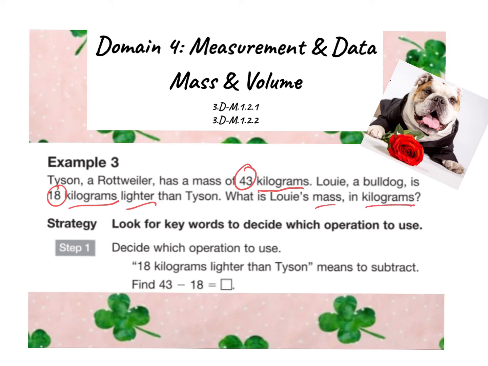Okay. So we have 43, and we take 18 away because that's how much lighter he is than Tyson. So we can't do 3 minus 8, so we have to go next door and get 10 more. That 4 becomes a 3. Take 1 ten, and give 10 ones. So instead of 3 ones, I now have 13. And let's subtract: 13 minus 8 is 5, and 3 minus 1 is 2 to give me 25 kilograms. And we can abbreviate it just like that.